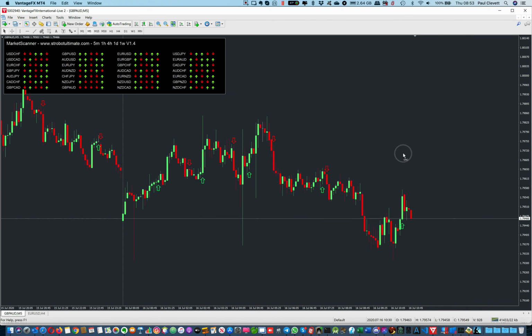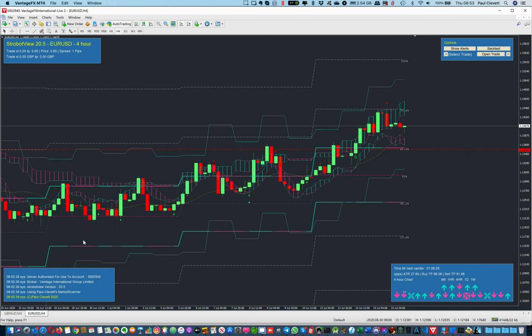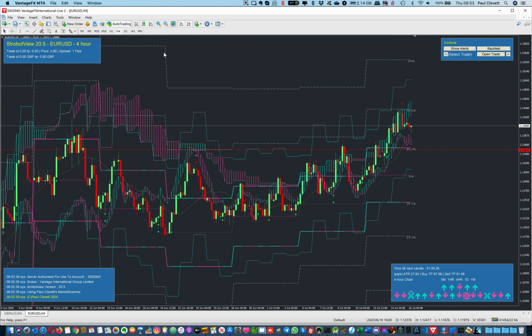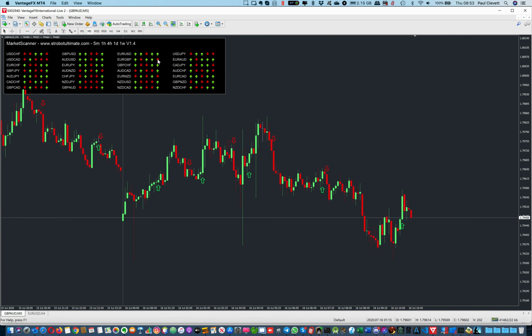I'm just going to talk about the Market Scanner app, and that's free. You can get it on the Team for Market or from StrobotUltimate.com. That's got a link through, and why I built it and what it does in comparison to StrobotUltimate, the whole thing. So let's just have a look.